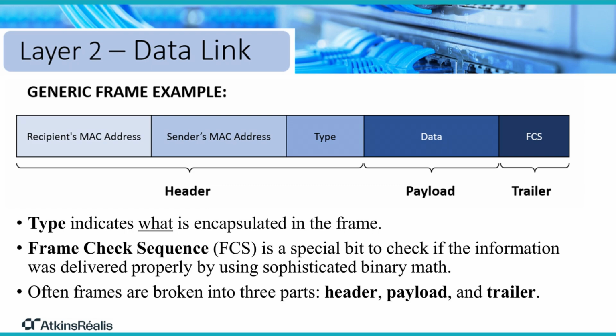Precisely. After the header, you get the payload. That's the actual data you want to send. And then at the very end, you have the trailer. And the trailer contains the FCS, or frame check sequence. Frame check sequence. Yeah, and this is more than just a simple check. It's a mathematical checksum. It uses some pretty sophisticated binary math to verify that the frame arrived correctly and wasn't corrupted by static or signal loss on the wire. So Layer 2 is the first layer where we see intelligence that's actually checking for data integrity.